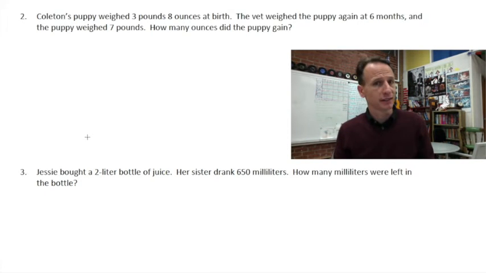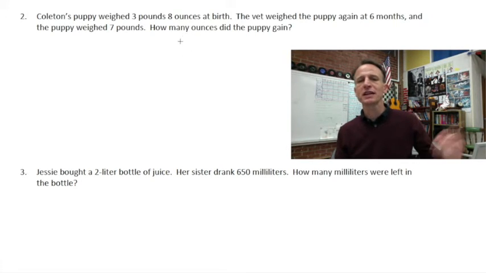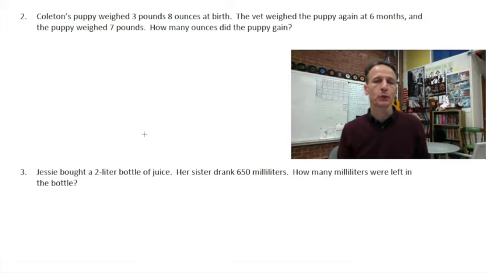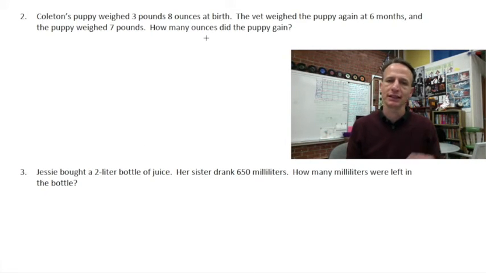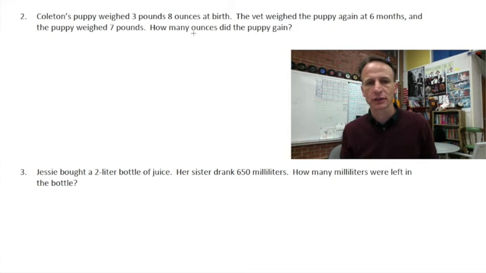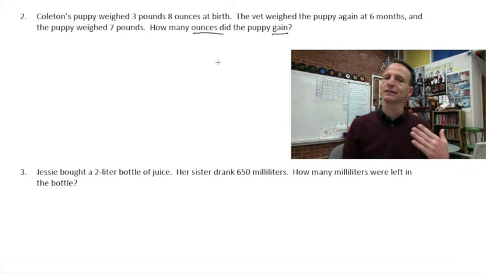Colton has a puppy, and he weighed, crazy, 3 pounds, 8 ounces at birth. The vet weighed the puppy again at 6 months, and the puppy weighed 7 pounds. So how many ounces did the puppy gain? Important things we're looking at here: we're looking at ounces, so our answer should be expressed in terms of ounces. And we're looking at the gain, so we're looking at the difference between them.